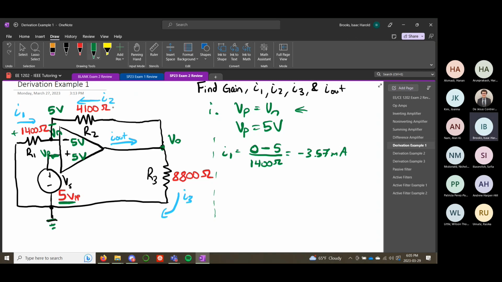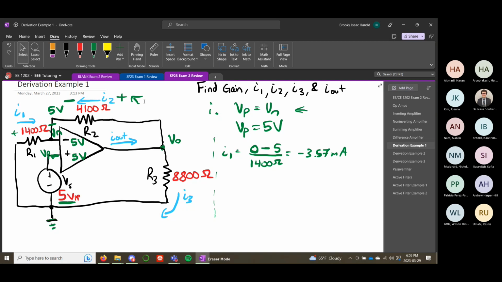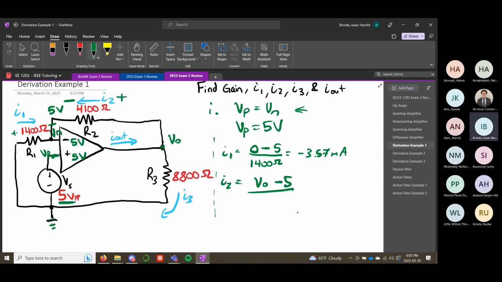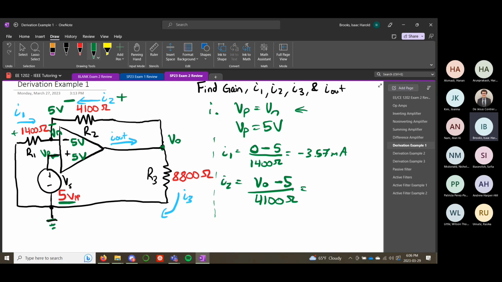Like for example, for I2, it's going to be positive on this side and negative on this side. So we take the voltage here minus the voltage on the left. Okay, and let's do that one next. So I2, on the right-hand side of it is V out. On the left-hand side of it is our Vn, which is 5 volts. And that's over 4100 ohms. Well, we're going to have to come back to this one because we don't know what V out is.